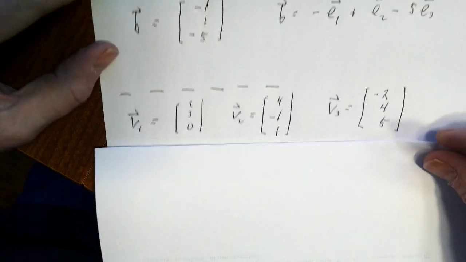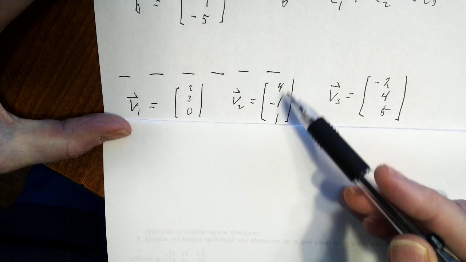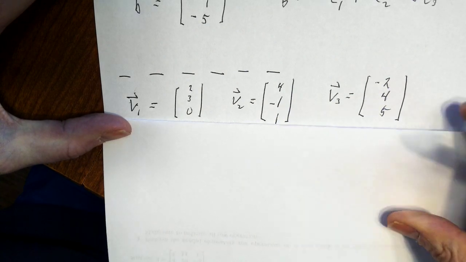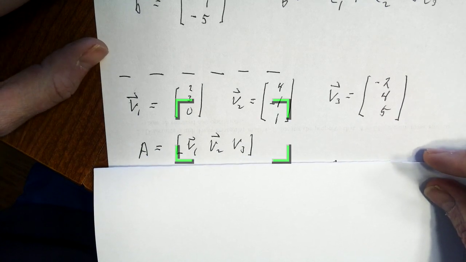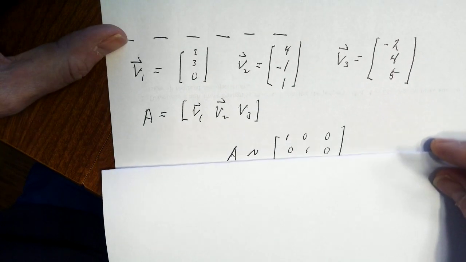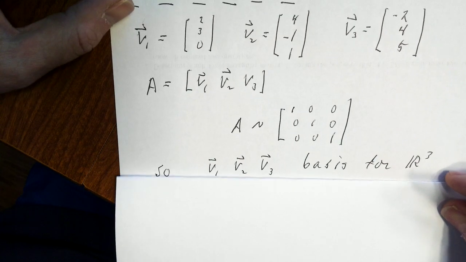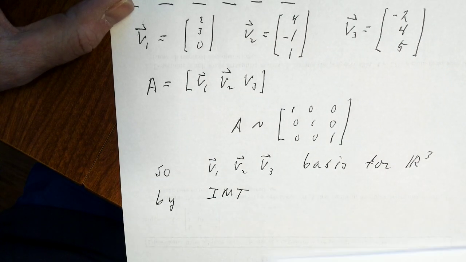But of course, there are lots of other bases. Here, for example, is another basis: (2, 3, 0), (4, -1, 1), (-2, 4, 5). How do I know that this is a basis for R3? Well, I can create a matrix by putting all three of these vectors in as columns, and I can row reduce and show that I get the identity matrix. And therefore, by the invertible matrix theorem, these three vectors have to form a basis.